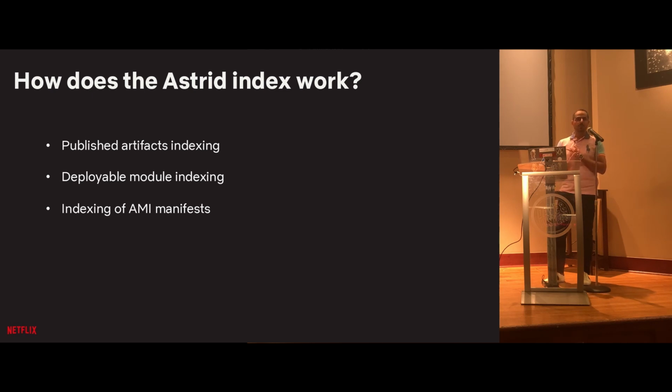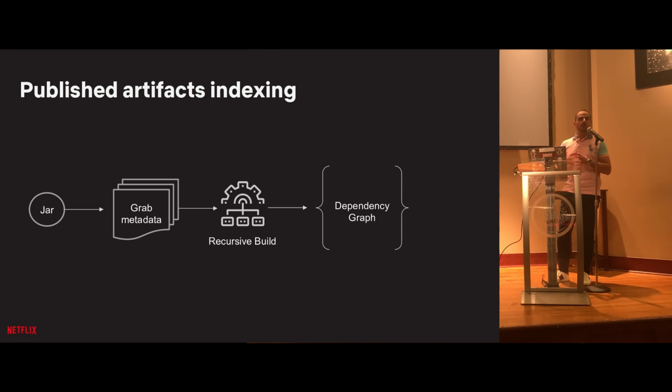The first one is published artifacts indexing. So it performs an indexing operation on the artifacts. It does the same thing on the deployable module and the AMI manifests. I'll give you an example. Let's say that you have a jar file, and that jar file is used in your application. What Astrid will do is it goes and grabs the jar file, and it grabs all the metadata. And it does what we call a recursive build. So it builds the whole dependency graph for that specific jar and stores this information in a database.